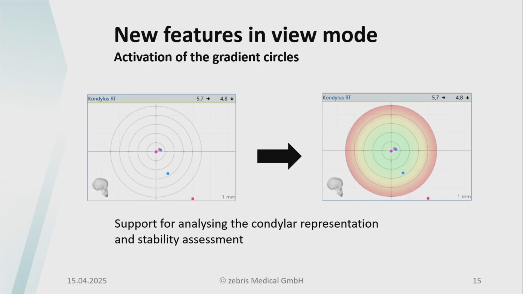A lot of patients we measure with our systems have problems with stability and condyle positions. To give you a first indication if a patient is stable in his bite or how much movement he has, for example, in the radial movement, we added our gradient circles. These you can activate to get a first indication about the stability and movement possibilities.